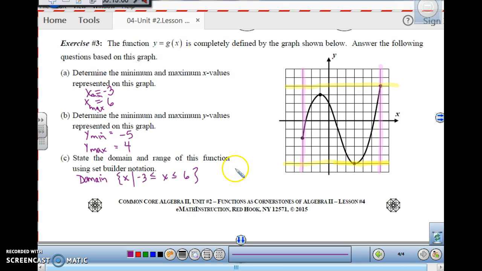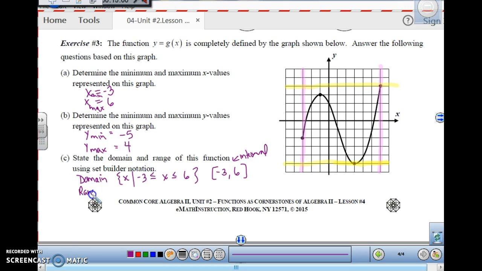You may also see interval notation. You would list it, -3 and 6 are included, so it would be from -3, comma, 6 with brackets because they're included. This is called interval notation. You may see this as well. Okay, this is set builder, this is interval.